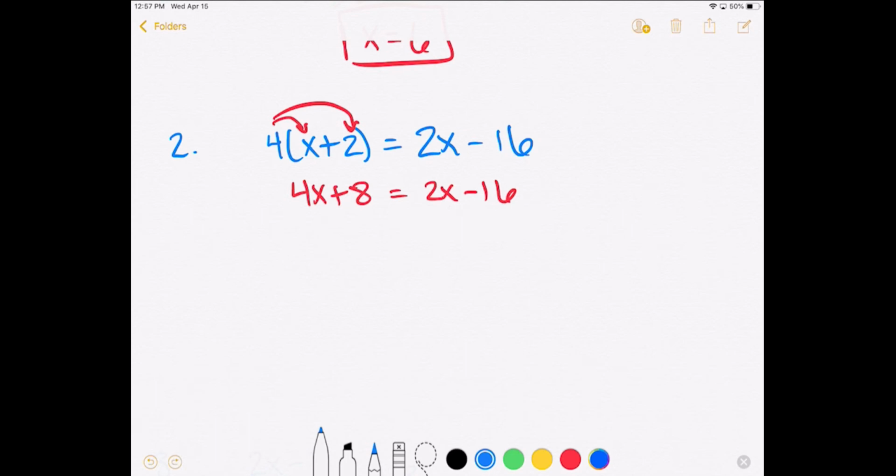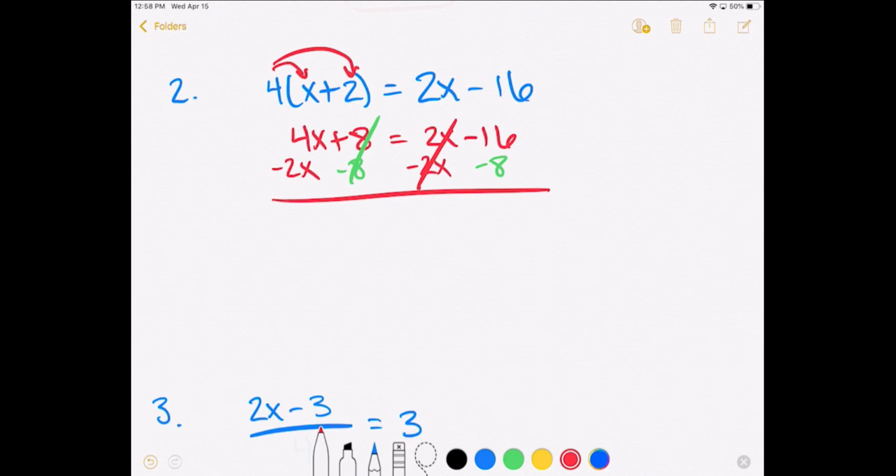Let's go ahead and get our x's on the left. So to do that, I'm going to subtract this 2x over here to his buddy. While I'm at it, I need to get numbers on the right, so I might as well just subtract this 8 over to his buddy. So when I do that, I get 4x minus 2x is 2x equals negative 16 minus 8 is a negative 24.